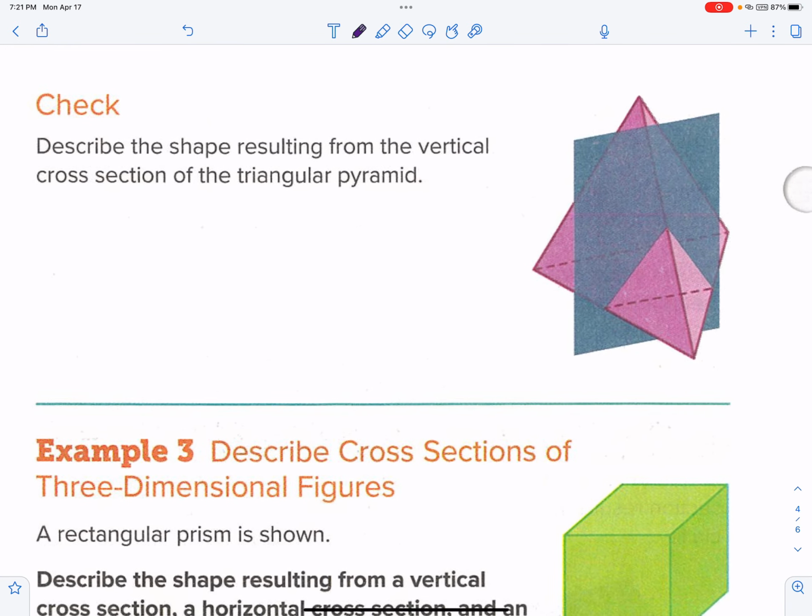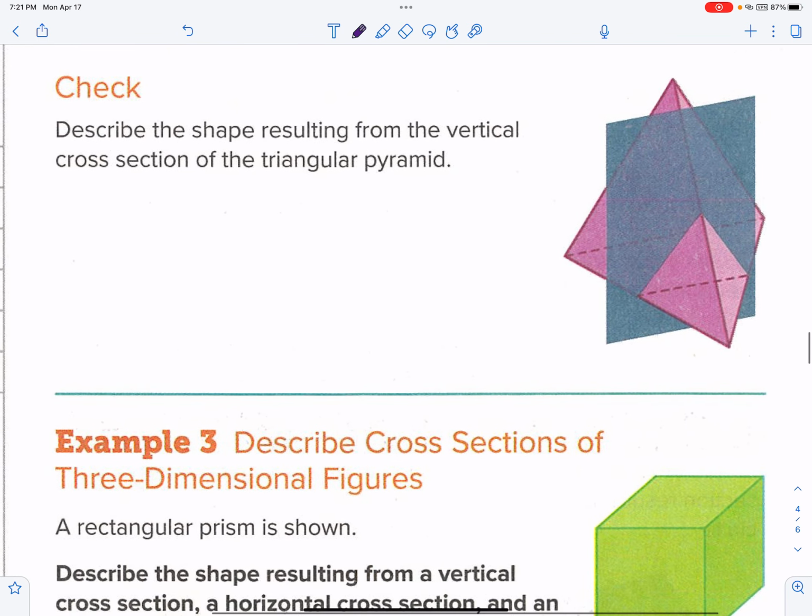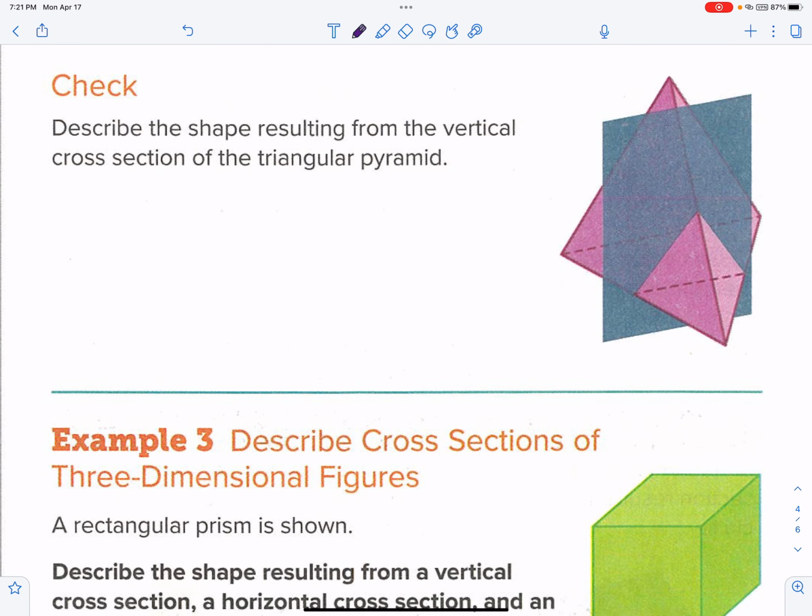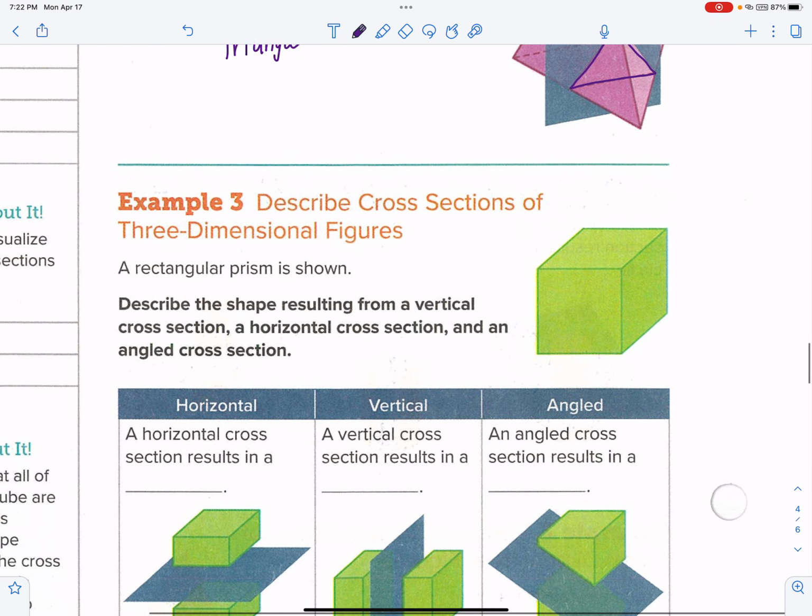All right. Let's go ahead and take a look at some more shapes. So here's one for you to try on your own. Go ahead and take a look at that and see what you think. Because it's up and down, it's called a vertical cross section. And you can see the shape that it makes when it cuts that piece. So we're making a triangle. That would be the stamp that you would make.